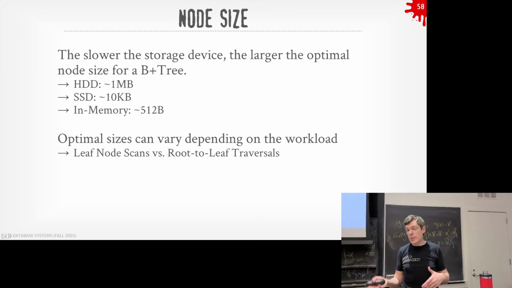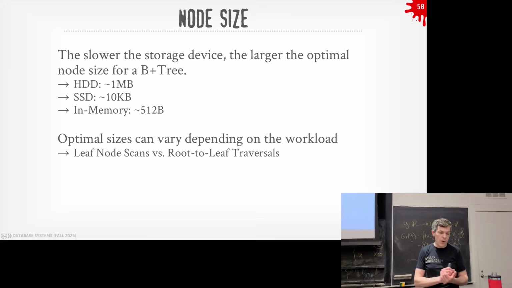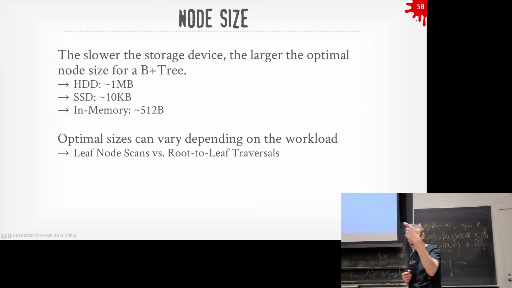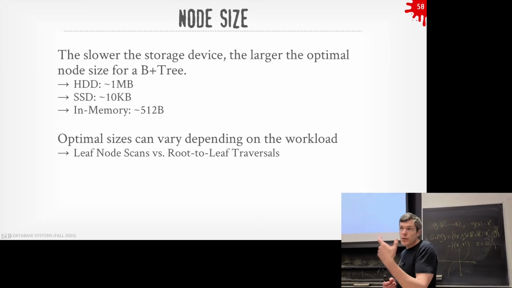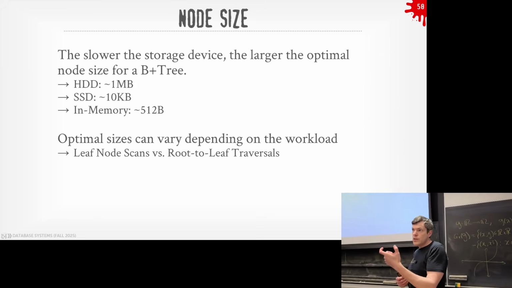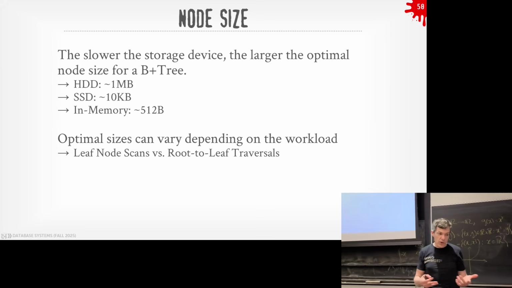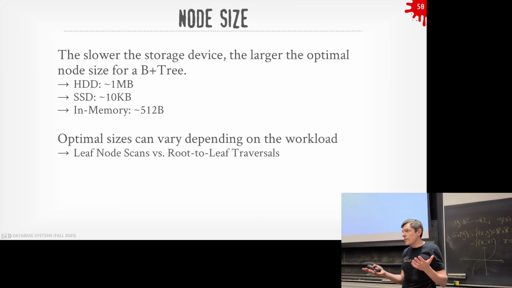So the way the research basically plays out is that if your hardware is very, very fast, your storage is very, very fast, like in memory, then you actually want really small node sizes because you want to be able to go acquire the latch on one small page, find what you want, and immediately jump out of that. But if your hardware is slower, like a spinning disk hard drive, then you want your node sizes to be maybe 1 megabyte.